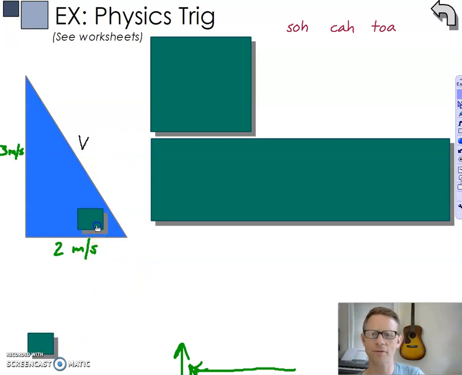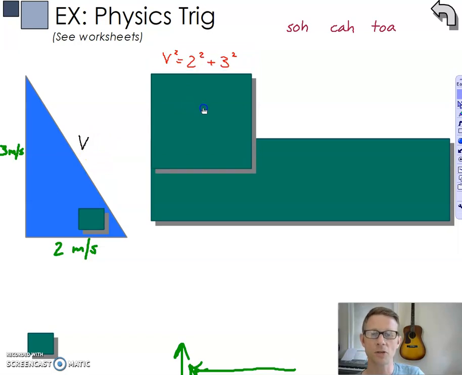And I'm going to say we're trying to find this angle here. Why am I calling the hypotenuse V? Well, because it's unknown, and these two are hinting to me. This is something you want to do a lot in physics. These two are hinting to me that they are a velocity. So therefore, this is a velocity.